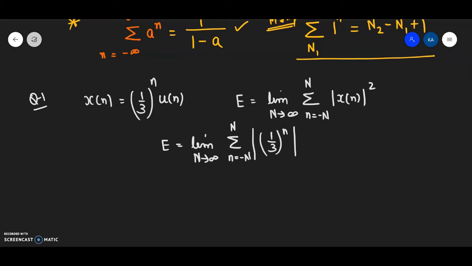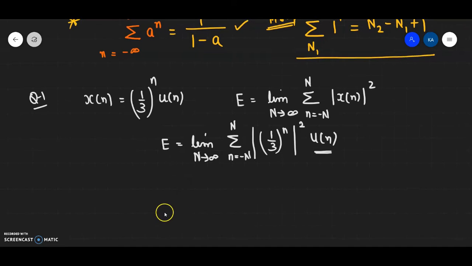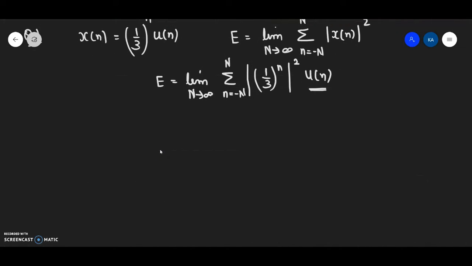Here you will be getting mod square of x[n] and u[n]. Now we know the basic nature of u[n]. As soon as u[n] comes into action, we know that our signal is only existing for the positive values. This will help me change the limits for the summation, and now my new summation will run from 0 to n. Please make a note of this particular step. This is a very important step.